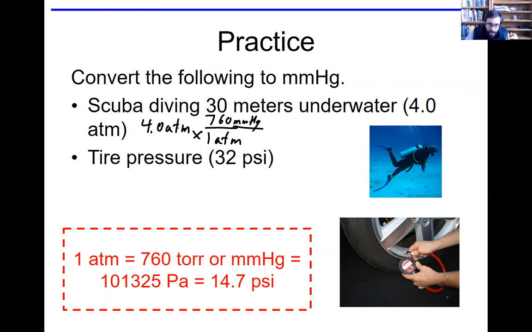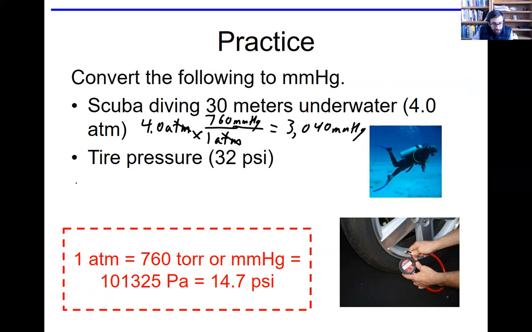So we have atmospheres on top, atmospheres on the bottom. We're dividing atmospheres by atmospheres, those cancel. As a result, we get our answer just in millimeters of mercury, which is what we want. And we put that into our calculator and we get 3,040 millimeters of mercury. Okay, so that's this first problem.